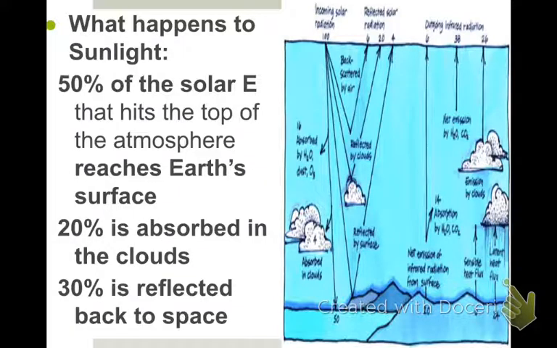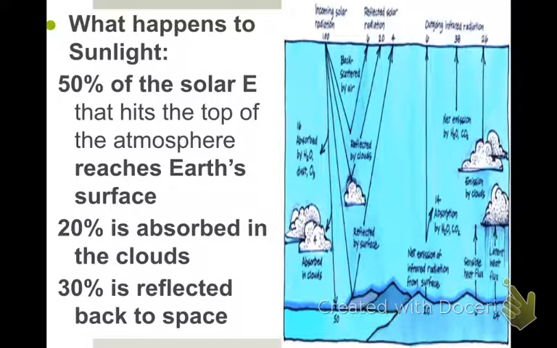So once sunlight, solar radiation, comes through the atmosphere, 50%, so half of all of that energy, actually comes down and warms the Earth's surface. And so we are very thankful for that, because that is what makes this Earth a warm, livable place. 20% of that energy gets absorbed into clouds, and then 30% of that energy is actually reflected back out to outer space. So we are only getting about half of the energy that the sun sends to the Earth, and that already warms the Earth a good bit.